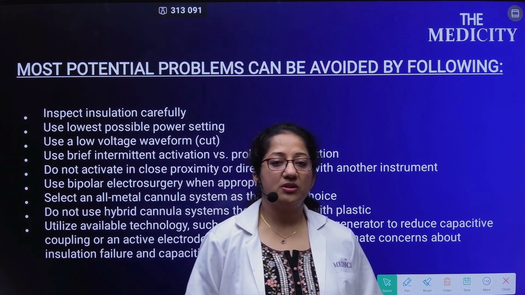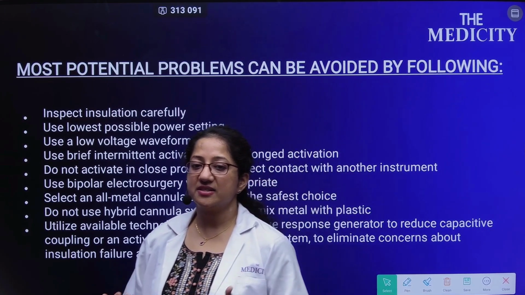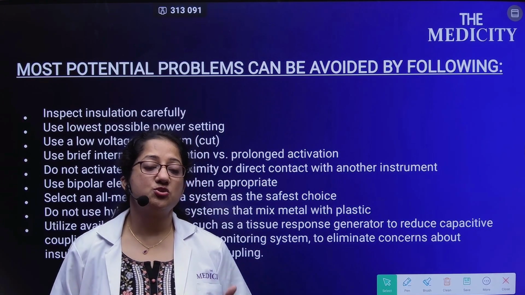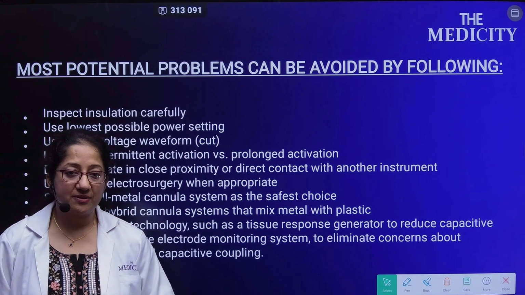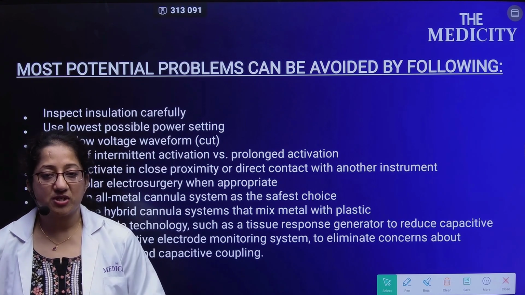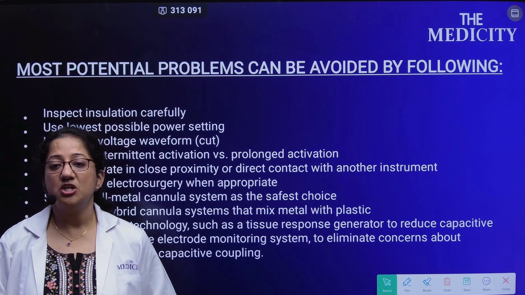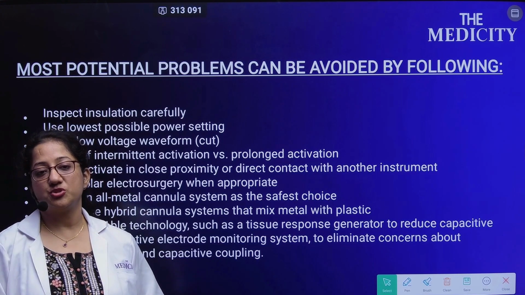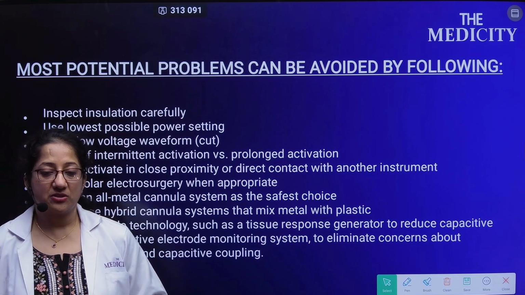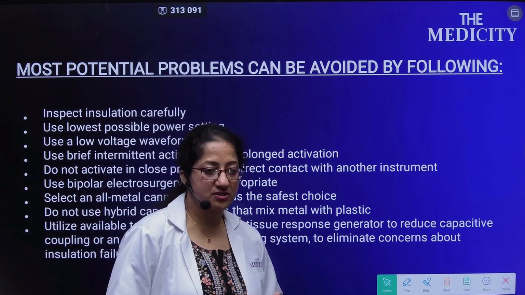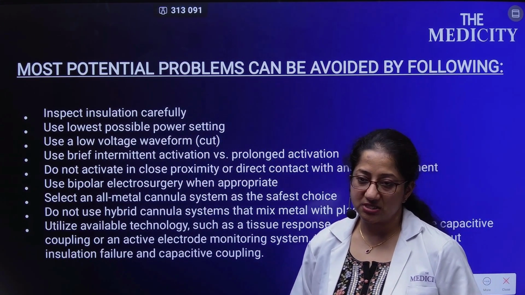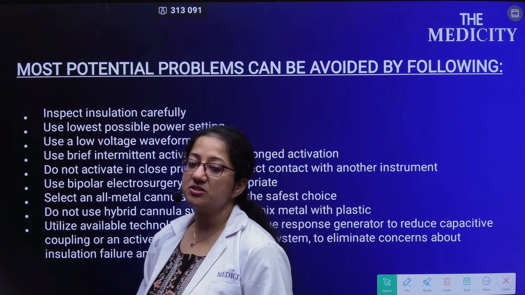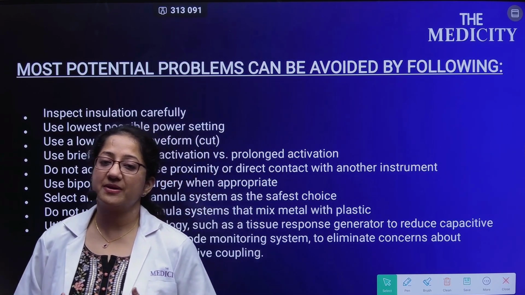Then select all-metal cannula systems as the safest choice. Do not use hybrid cannula systems with mixed metal and plastic, as there can be some heat transmission which can affect the plastic. So we should know what kind of instruments to use. Utilize available technology like a tissue response generator, or reduce the capacitive coupling, or an active electrode monitoring system to eliminate the concerns about insulation failure and capacitive coupling.